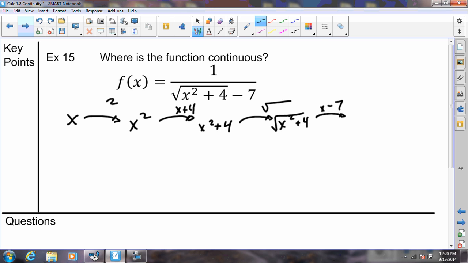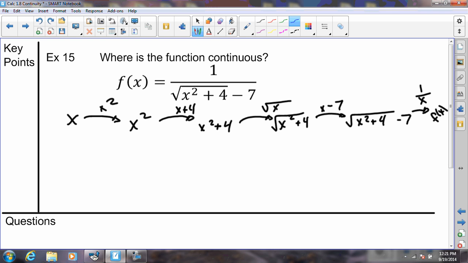Subtract 7, so we'd take the root minus 7, which would give us the square root of x squared plus 4, and I want that to be clearly on the outside, minus 7. Then what? We'd have the reciprocal, 1 over, which gives us, and I'm out of room, but I'm just going to write our f of x. So this is what we're looking at.